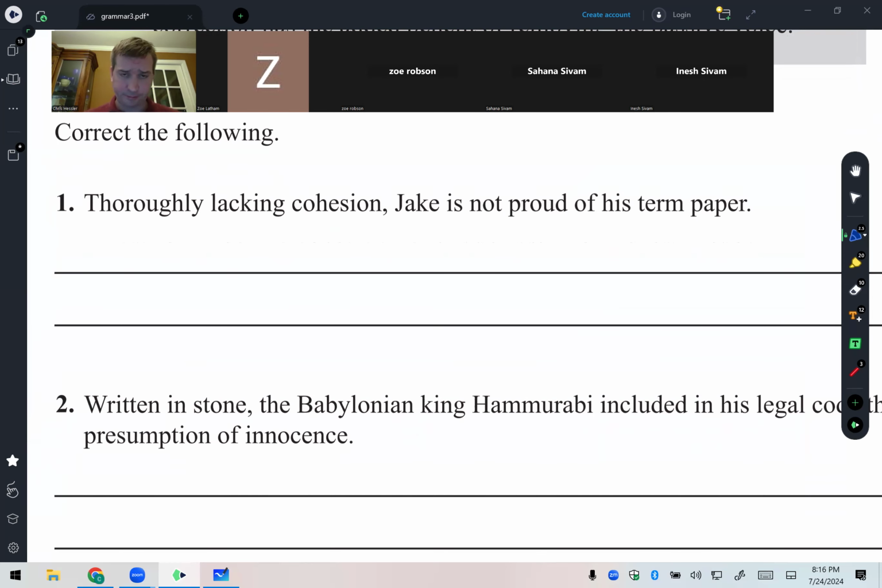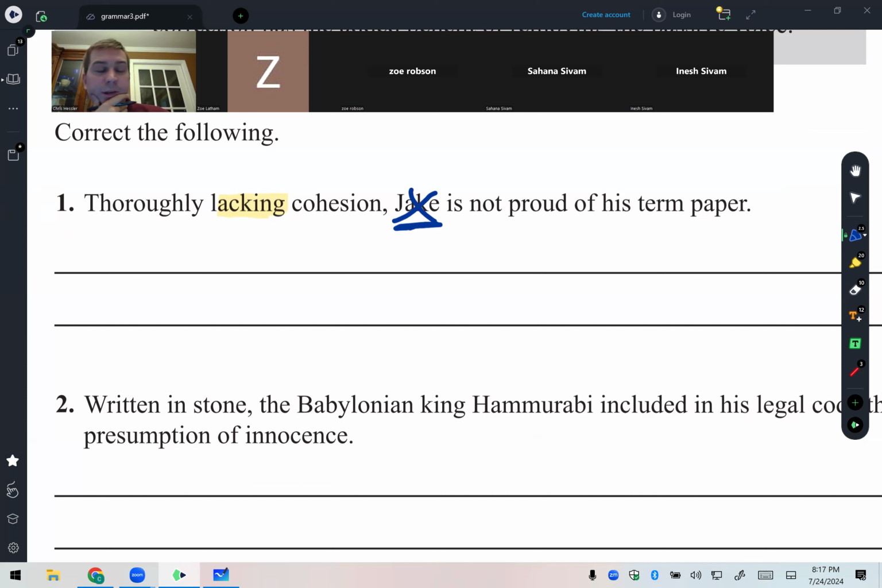Thoroughly lacking cohesion. Jake is not proud of his term paper. So I'm going to highlight the participle because I think that is a good way to approach these. And then we'll think about how we should correct this. All right, thoroughly lacking cohesion. If Jake thoroughly lacks cohesion, that means Jake is a puddle of goo on the ground. And I think that's why they put these on the SAT, because they're funny. Thoroughly lacking cohesion, it has to be the paper. It can't be Jake.